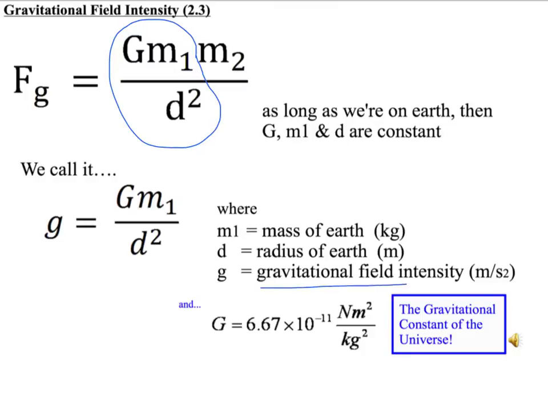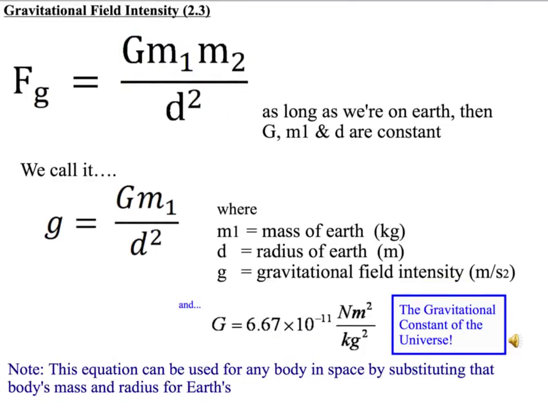So this stuff right here, that's meters per second squared. I don't know why on this tablet it messes up my units, but that's meters per second squared. And just a reminder again, big G is still this 6.67 times 10 to the minus 11. That's the gravitational constant of the universe. You remember that from last day? Everywhere.